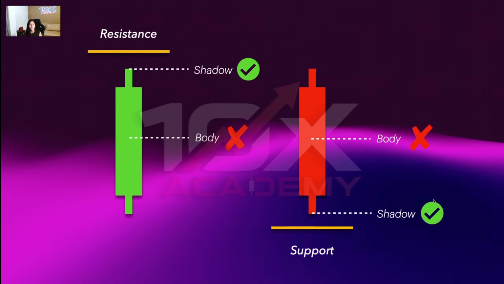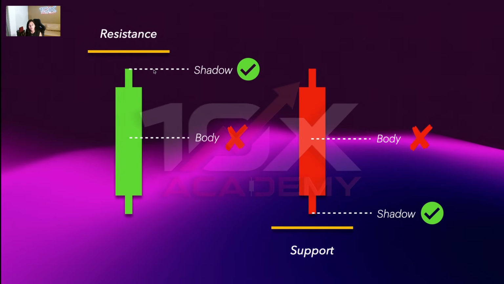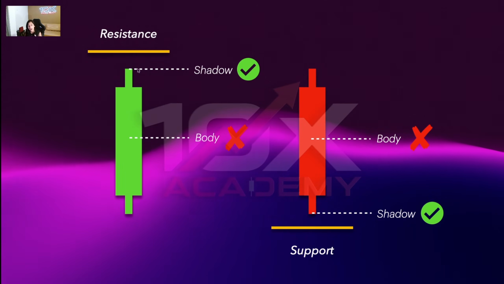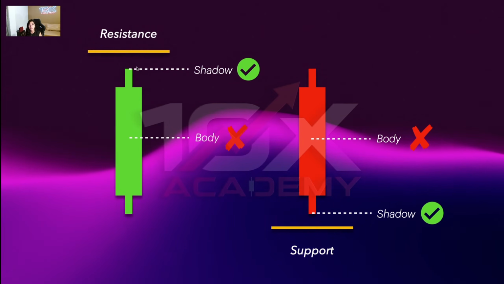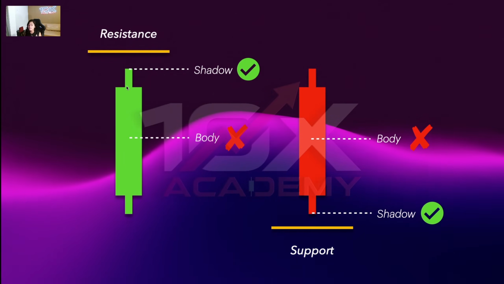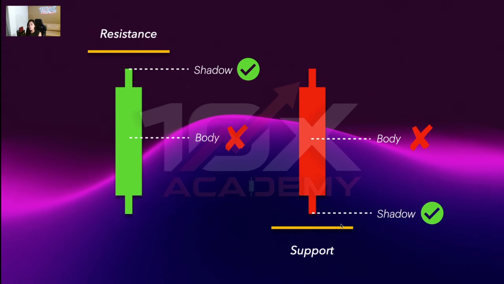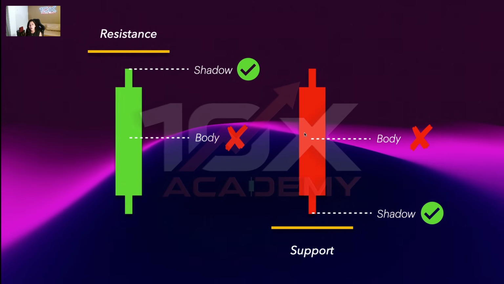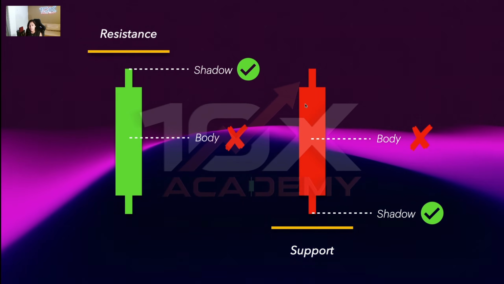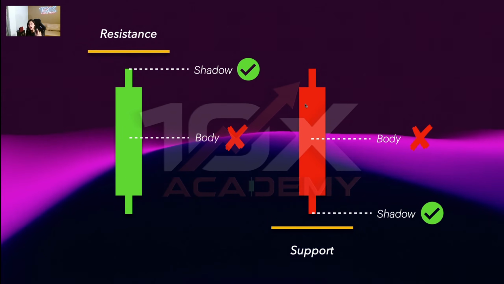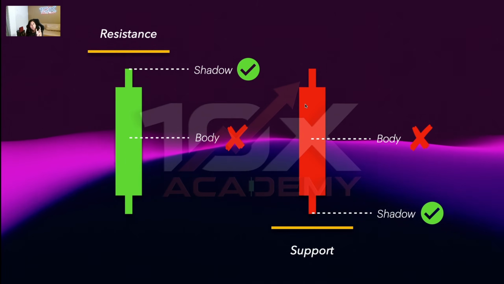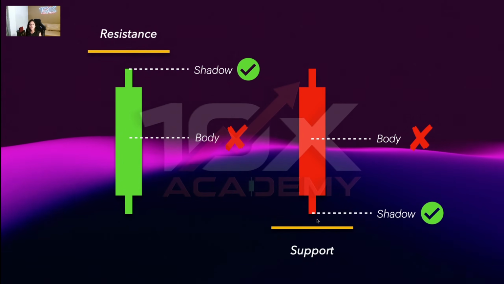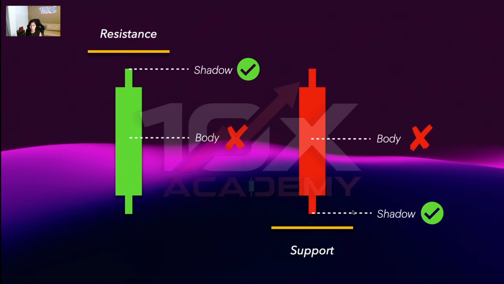So how I would mark my resistance or my support, I would always mark from shadow to shadow. I wouldn't mark it from the body. I would always mark from the highest shadow right here. This is considered our shadow, or wick, it's the same meaning. And as for support, as you can see, this is the body of the candlestick, so I wouldn't mark my support right here at the body. If you want to do that, I wouldn't suggest so, because in order to get a sharp entry, always mark from shadow to shadow.